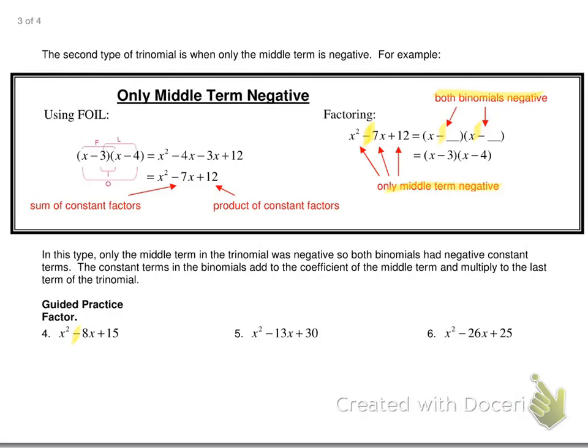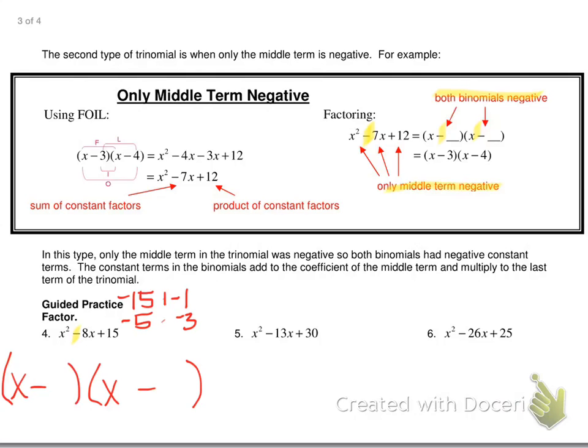You're just going to be thinking in terms of negatives. What can you multiply together? When you multiply negatives together, a negative times a negative is a positive. But when you add them together, they'll be negative. Correct? All right, look at example number 4. My middle term is negative, so I know that both of my factors are going to have negative constant terms. So x minus something times x minus something. Now I'm going to look at my factors of 15. What negative numbers can I multiply together to get positive 15? Well, negative 15 times negative 1, negative 5 times negative 3.